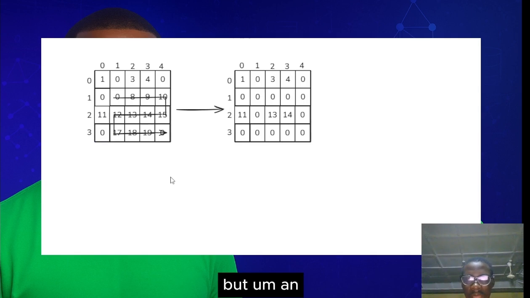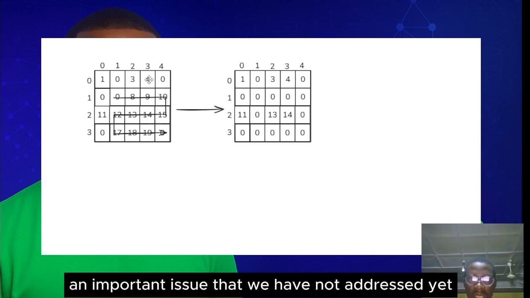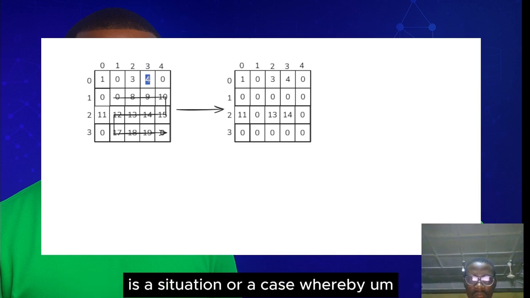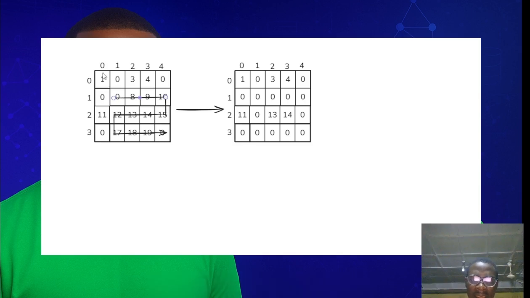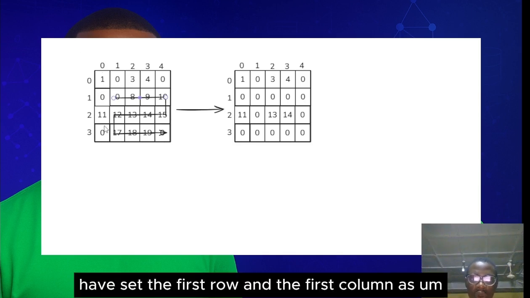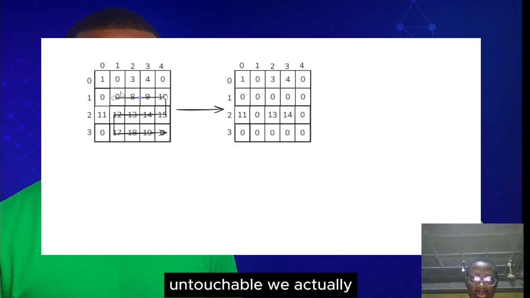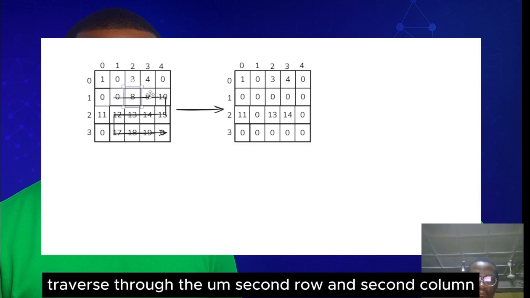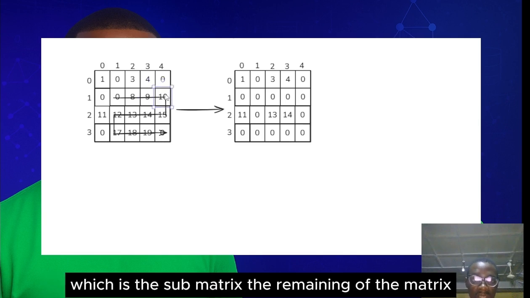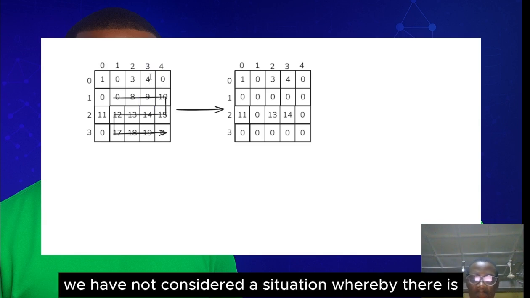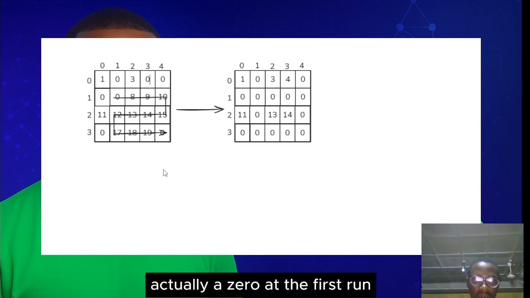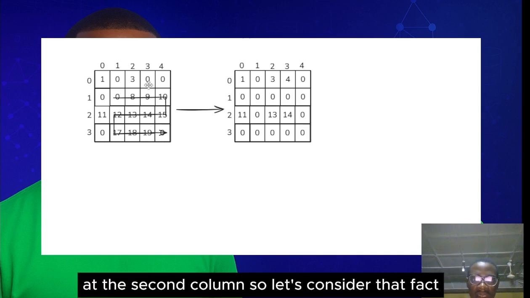But an important issue that we have not addressed yet is a situation or a case whereby the first row initially contains a 0. Don't forget, we have set the first row and the first column as untouchable. We actually traverse through the second row and second column, which is the submatrix, the remaining part of the matrix. So there is no way we have considered a situation whereby there is actually a 0 at the first row and at the second column. So let's consider that fact now.